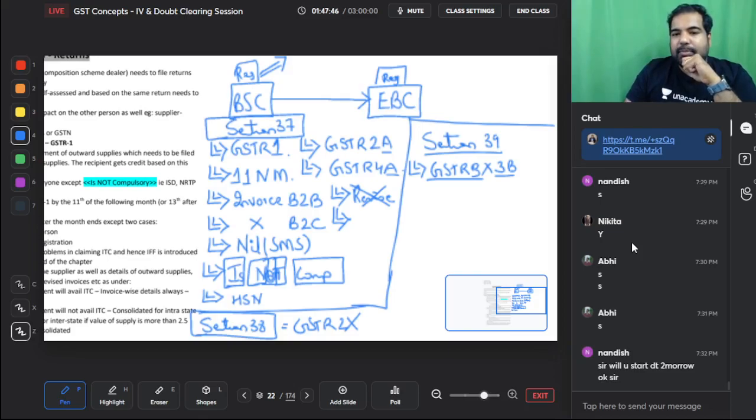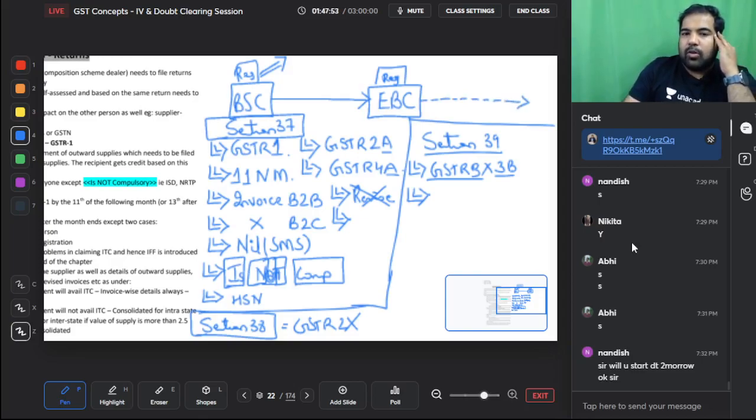In GSTR3B, it's a consolidated return. In this month, whatever supplies you've made, on this whatever is your liability, minus whatever credit you can take, and overall what is your liability, you have to pay this GST tax. Yes, you have to pay this tax.